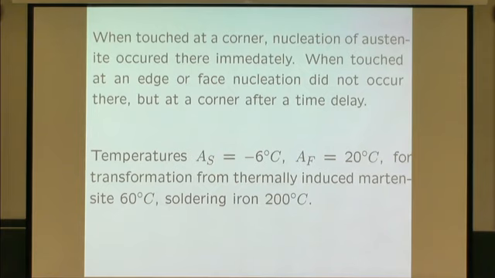So if you reduce the temperature homogeneously to form a martensitic microstructure, that would be complicated with lots of different interfaces. And then you started heating up again. Then the austenite would start forming at -6 degrees centigrade. That's the austenite start temperature, AS. And it would finish transforming at about 20 degrees centigrade.